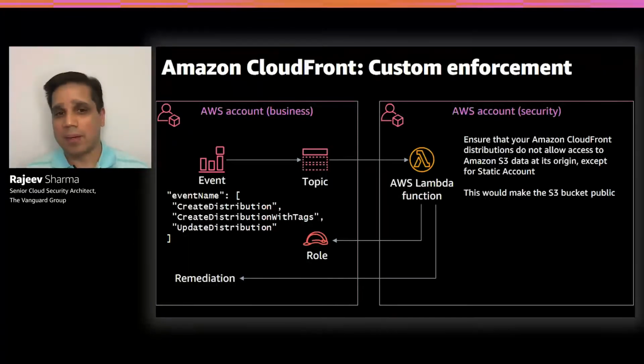If for any reason it does find that it's crossing accounts and going into an account that contains data, the Lambda function will assume a role and then apply remediation by either disabling the distribution or just removing the origin altogether.